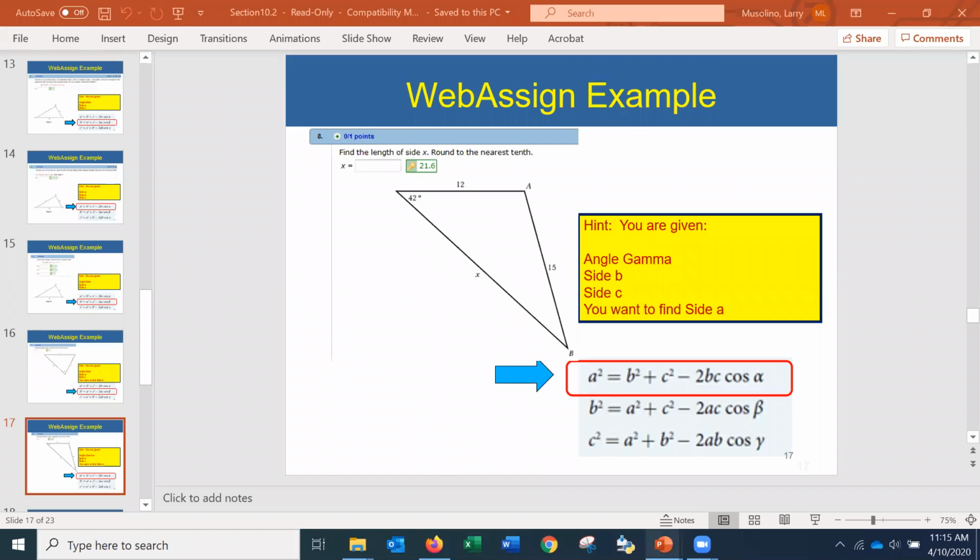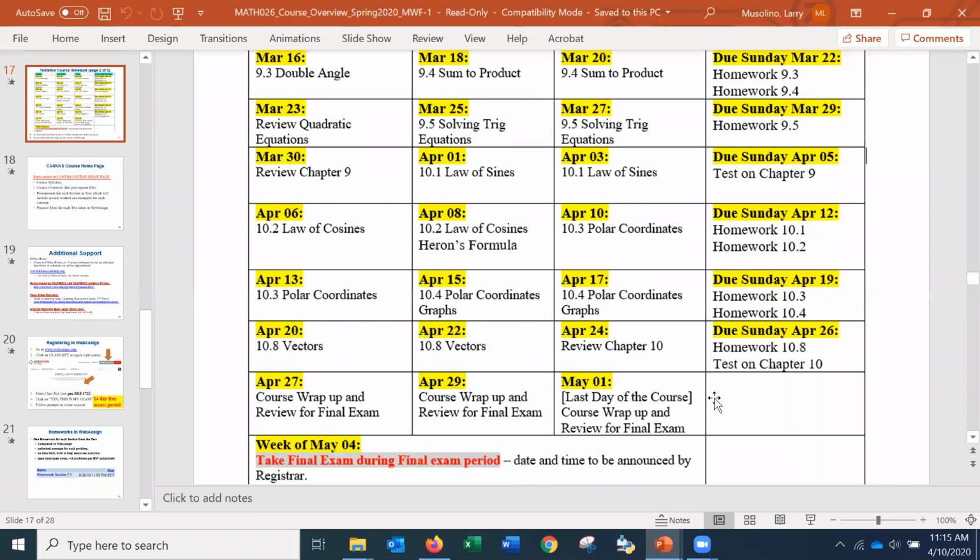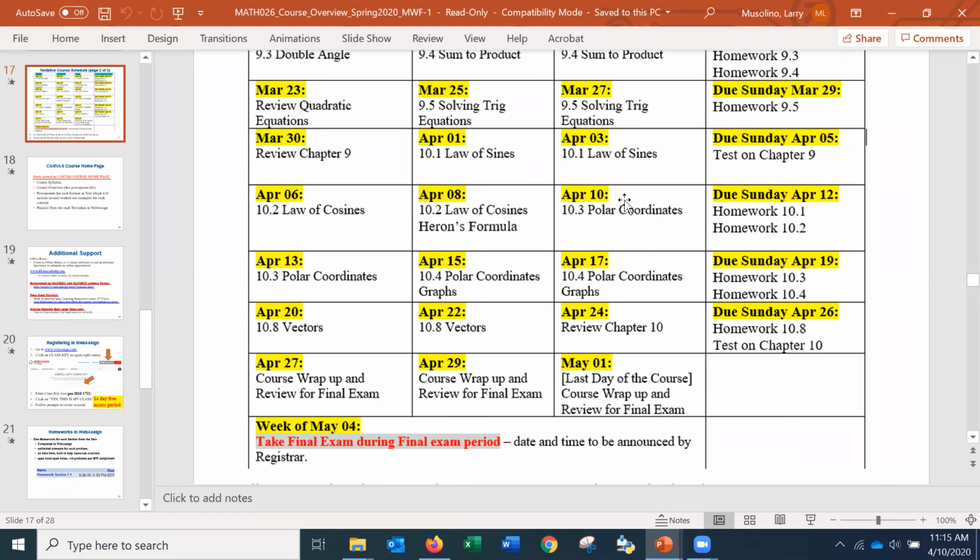So let me just go to the calendar for a second. So here's our calendar, and it says here today is April 10th. So we're going to get started in section 10.3. We'll finish that on Monday, and then once we do that, we only have section 10.4 and 10.8 left. So we're not covering all the sections in chapter 10, only these selected sections.